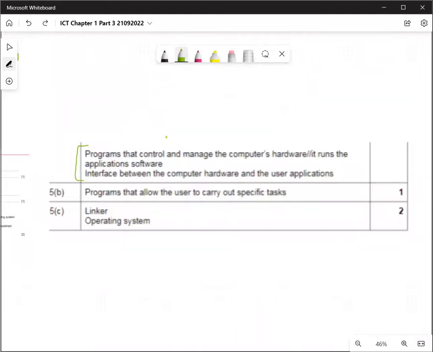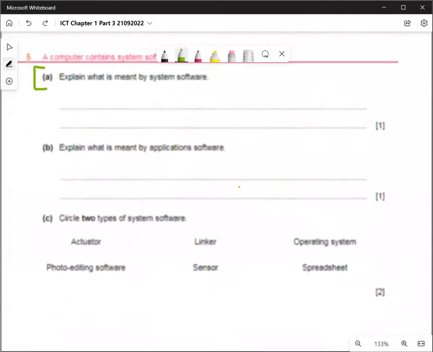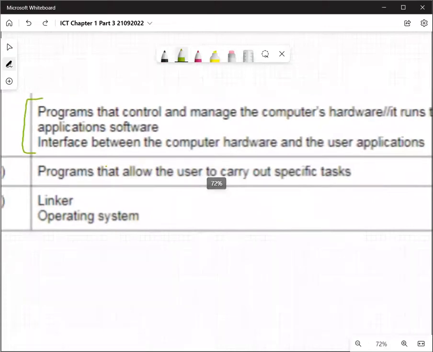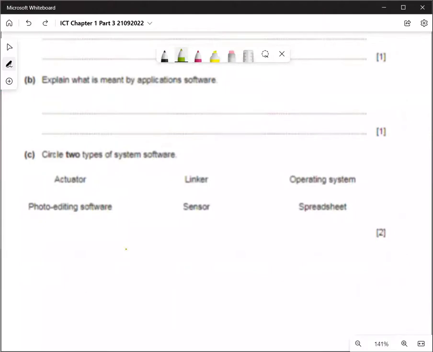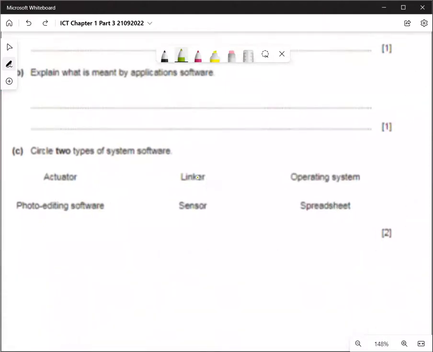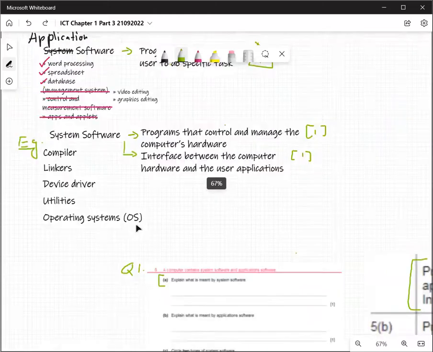Now tell me the answer for application software, from your notebook. Application software, I wrote programs that allow the user to do specific tasks. Now read the answer. Yeah, it's the same. Same example for choose two types of system software. You have to circle them. It will be Linux, and then where is the other one? Operating system. Yeah, we wrote it in the example.